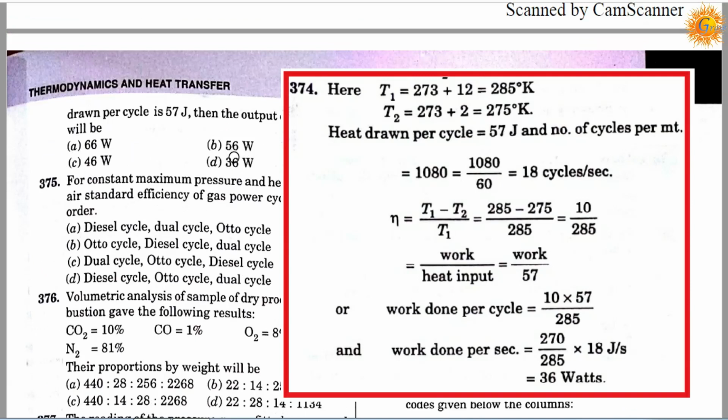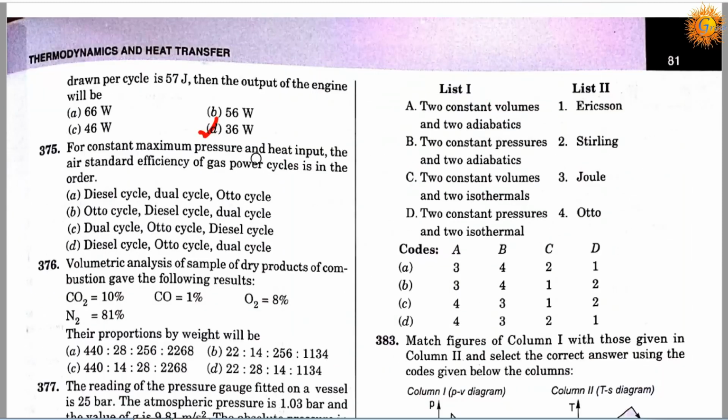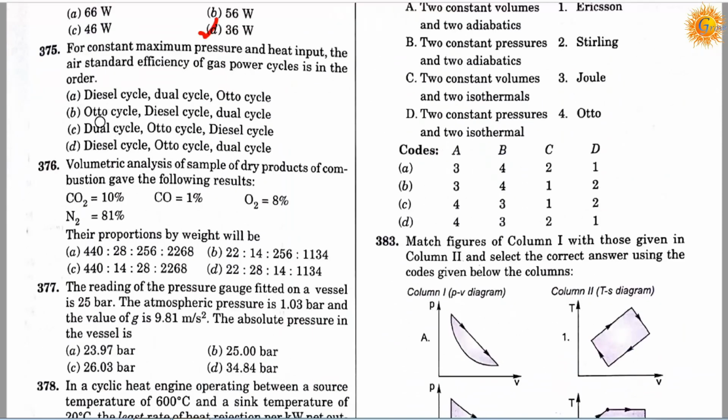Option A is 66 watt, option B is 56 watt, option C is 46 watt, and option D is 36 watt. So the correct answer is D, it will be 36 watt. Question number 375.